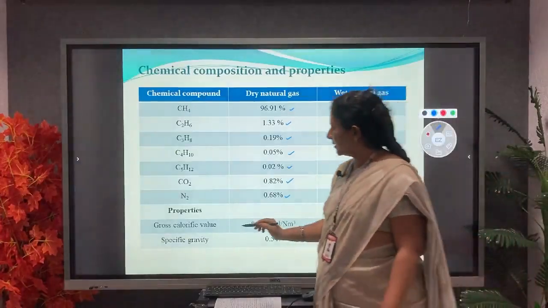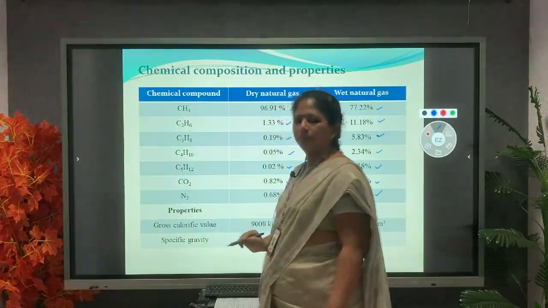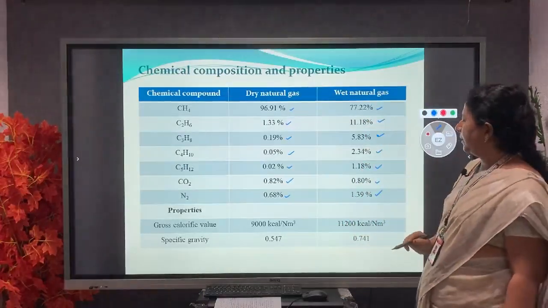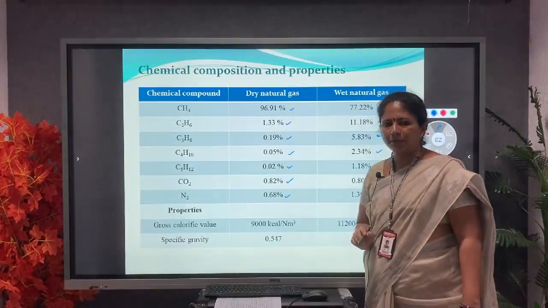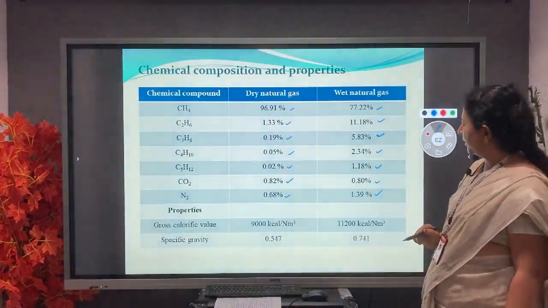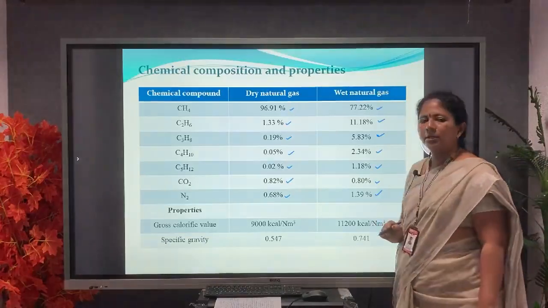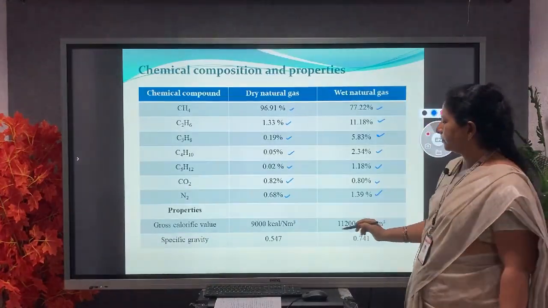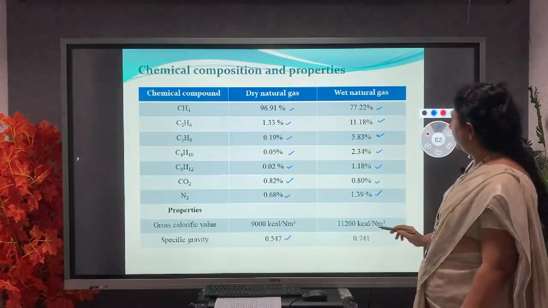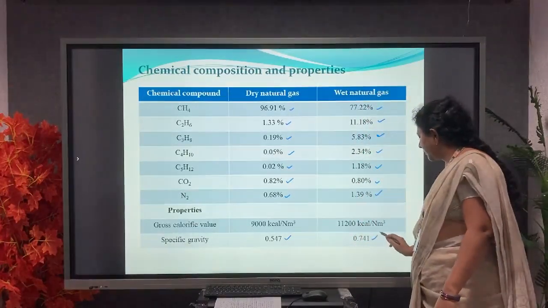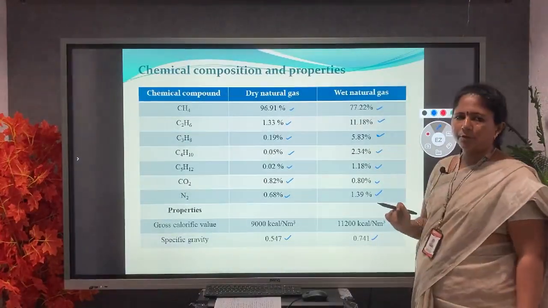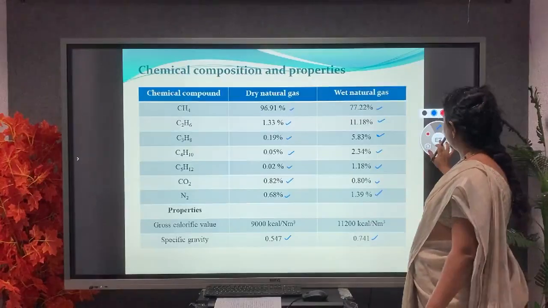Coming to properties like gross calorific value. The gross calorific value of dry natural gas is 9000 kilocalorie per Newton meter cube and wet natural gas is 11,200 kilocalorie per Newton meter cube. Specific gravity of dry natural gas is 0.547 and wet natural gas is 0.741. So, these are some of the properties of dry and wet natural gas.